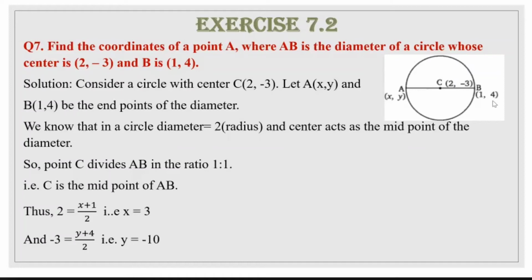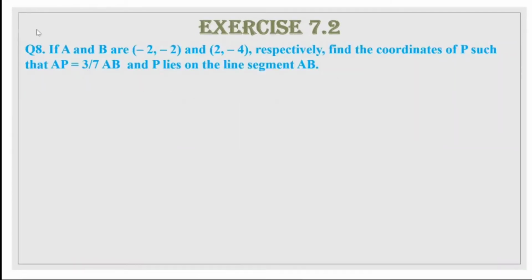That means point A is given by how much? The question was not to find the values of x and y. The question was to find the coordinates of point A. So A is given by how much? A is given by (3, -10). Let us take up the eighth question now.